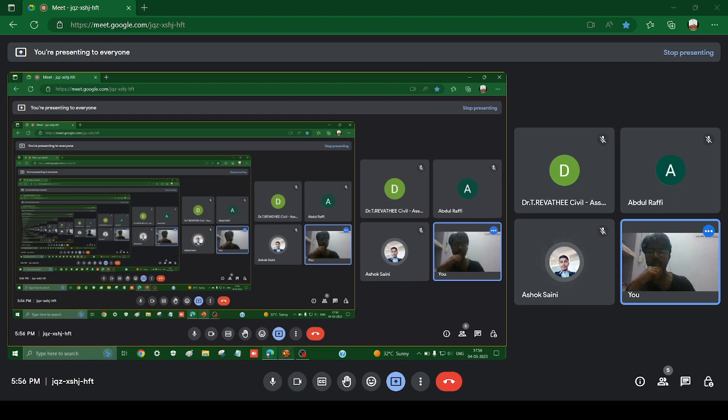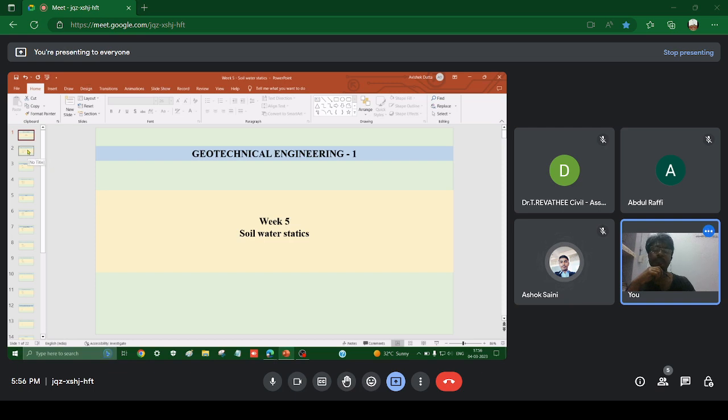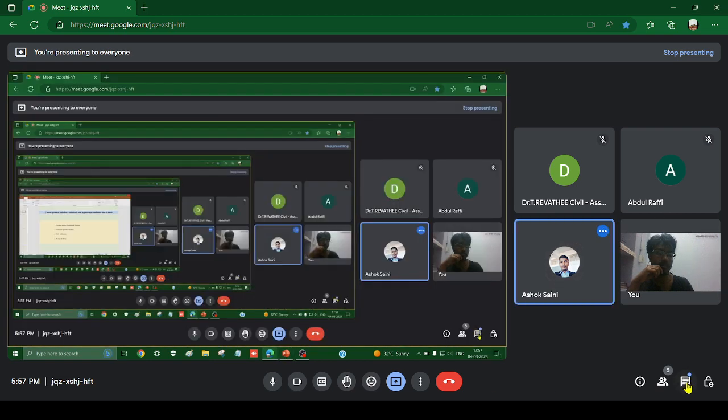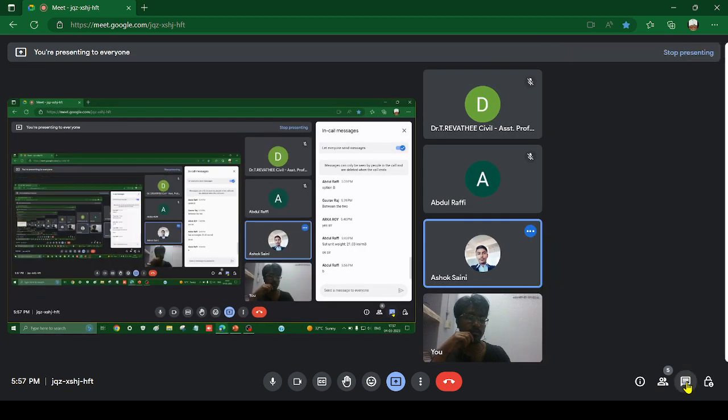So the first question was, coarse grained soils have relatively low hygroscopic moisture due to their which property? What is the answer? Angle of internal friction. B, specific surface. B. Abdul Rafi.